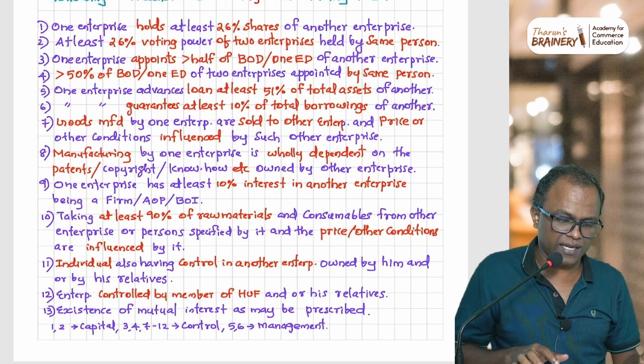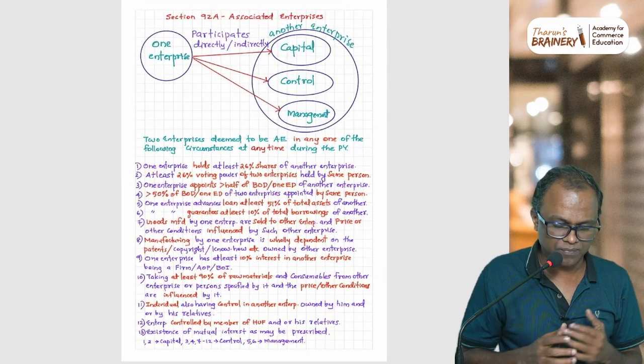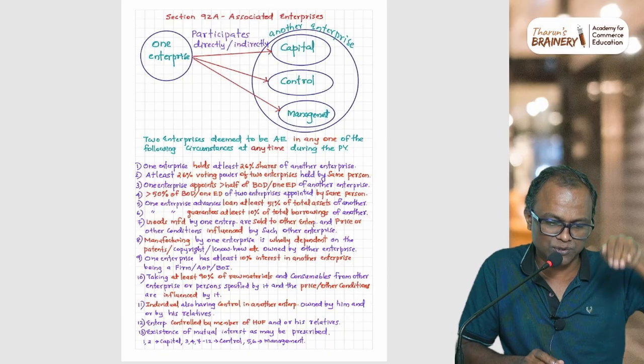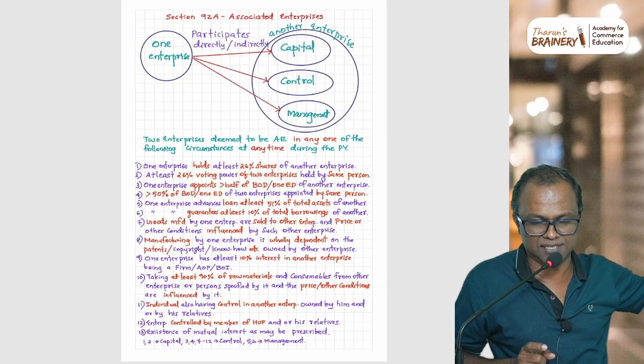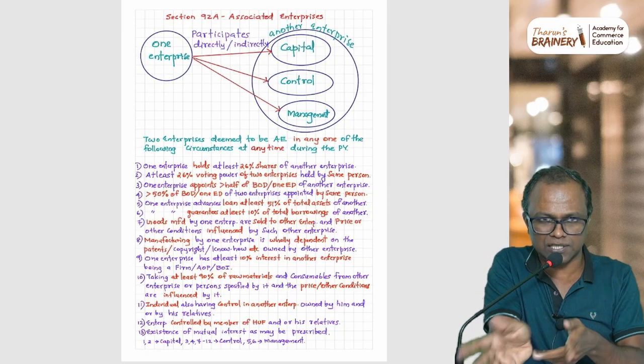In some questions, they will directly say associates are holding subsidiary. Then we can straight away say AE. Some questions won't say like that. They will put any one of these conditions. So we should check whether any one of these conditions is satisfied. If yes, conclude they are AEs. Then go to the transfer pricing provision.